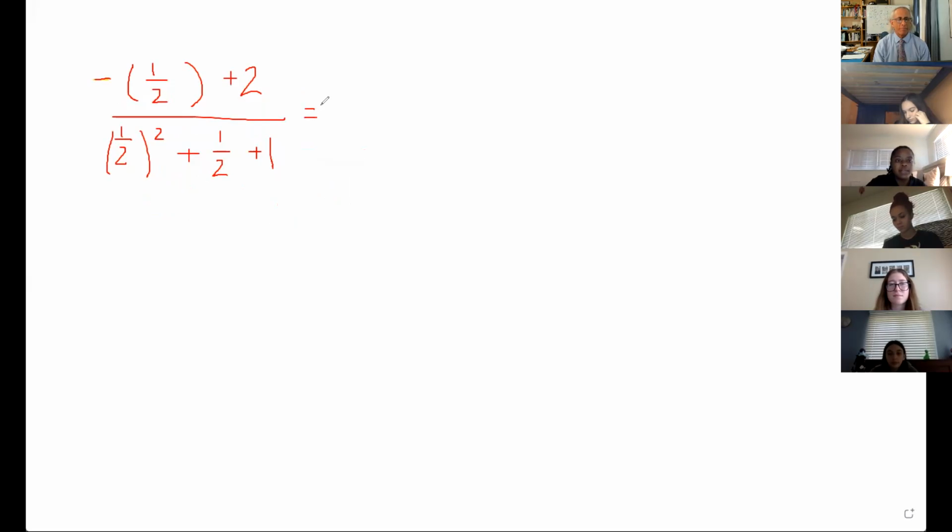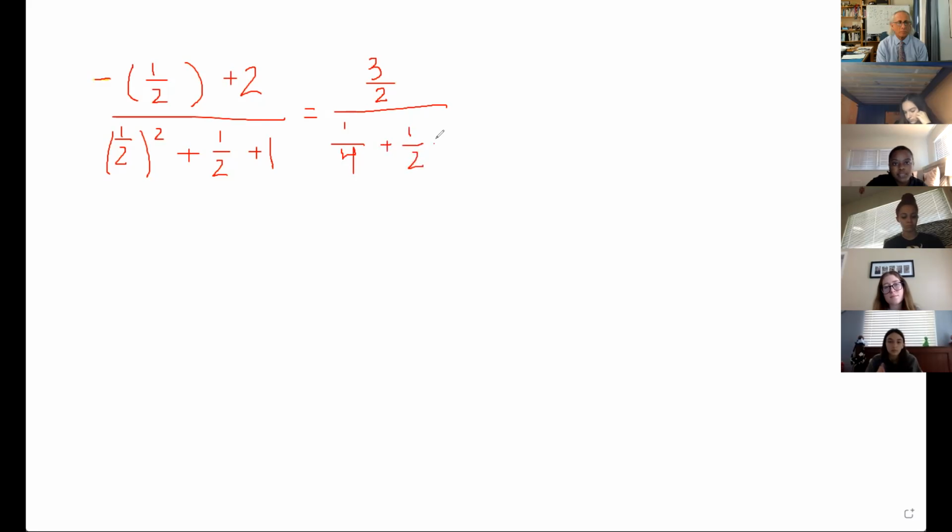So we did the numerator first, and we got 3/2. And we got 3/2 because if you put 2/1, you have to find a common denominator, and the common denominator would be 2. And then if you add it together, you get 3/2. So then we simplified the bottom, and 1/2 squared, we got 1/4. 1/4 plus 1/2. And then we did plus 1/1.